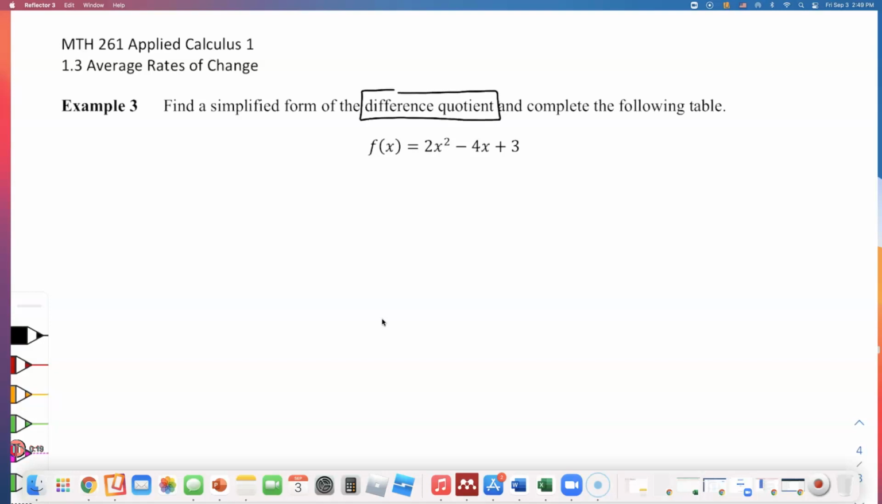So what we will do first is we're going to write down the formula for this, okay? So what's the formula? f of x plus h minus f of x, all divided by h. All right, I'm ready to start.